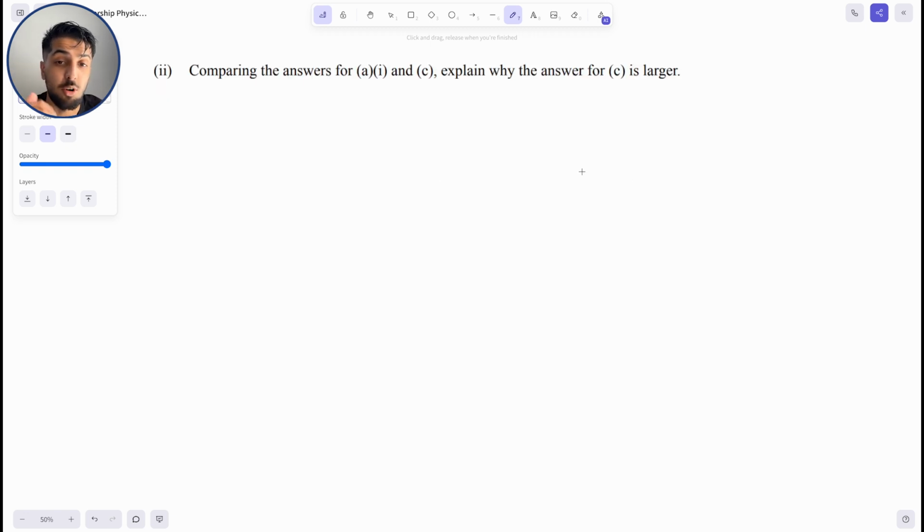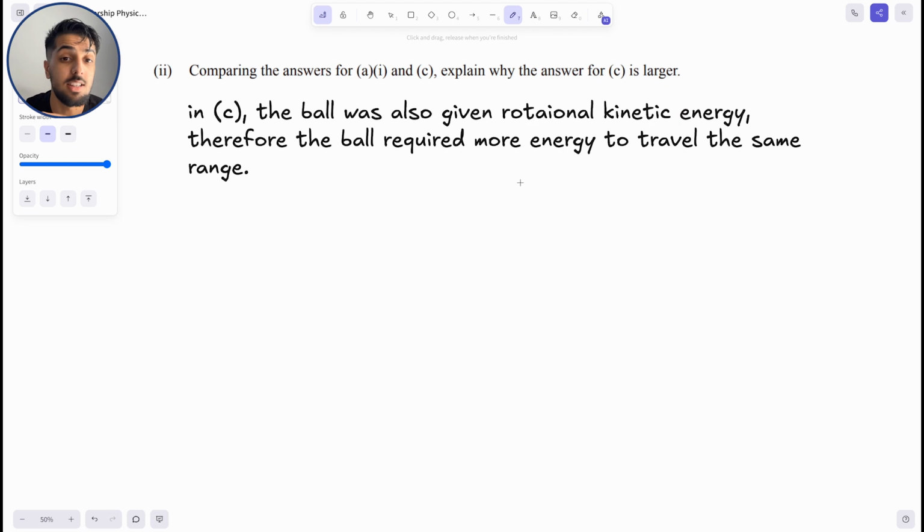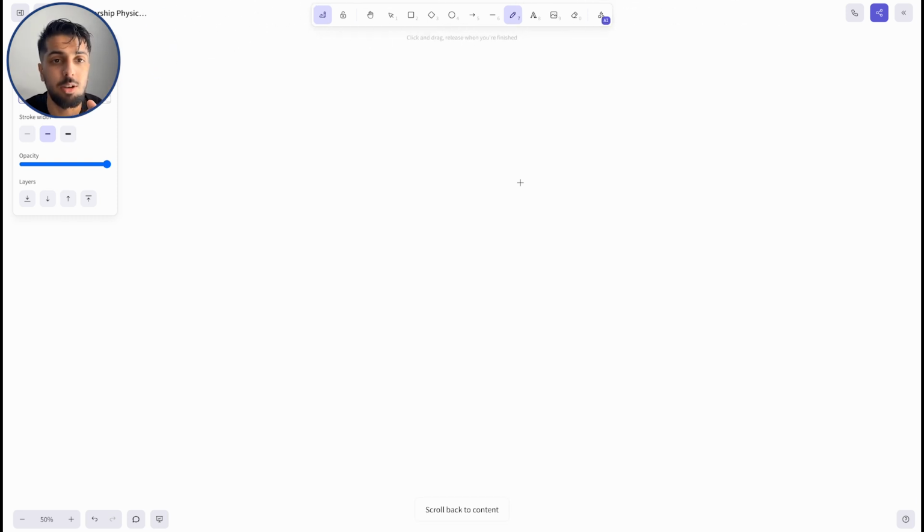Comparing the answers for A I and C, explain why the answer for C is larger. In C, rotational kinetic energy is also included. Therefore, in order for the ball to travel the same range, more energy needs to be inputted. So we can write that in. In C, the ball was also given rotational kinetic energy, therefore the ball required more energy to travel the same range. Okay, there we go, and we're done.